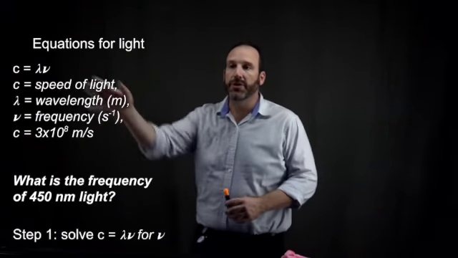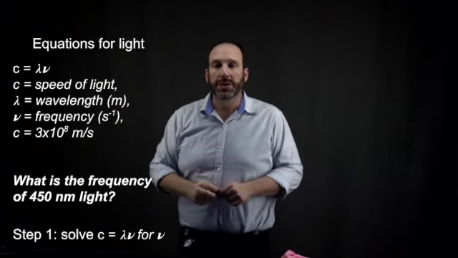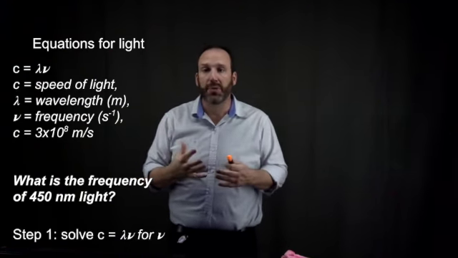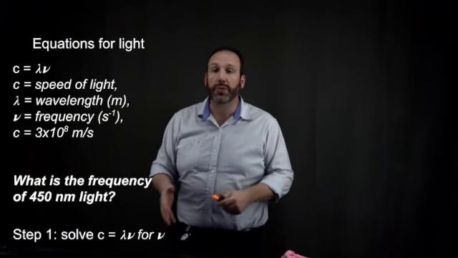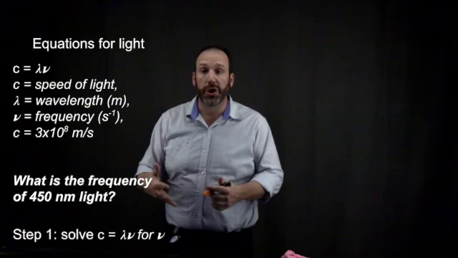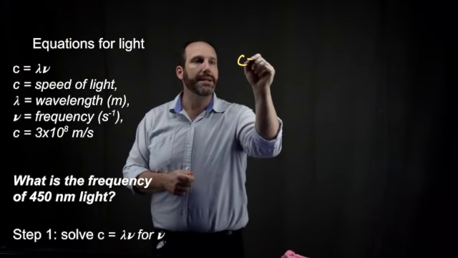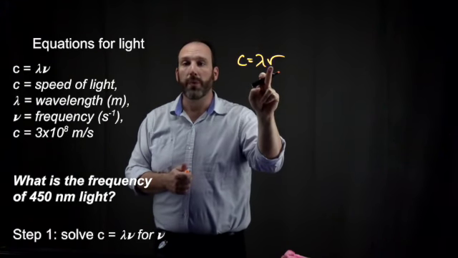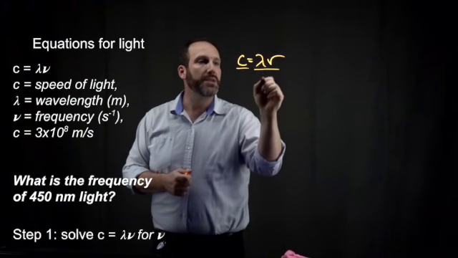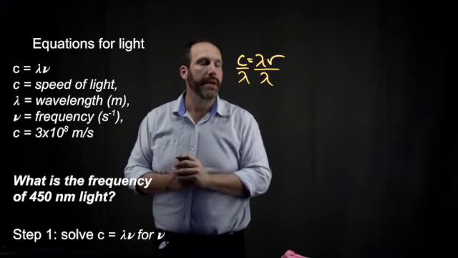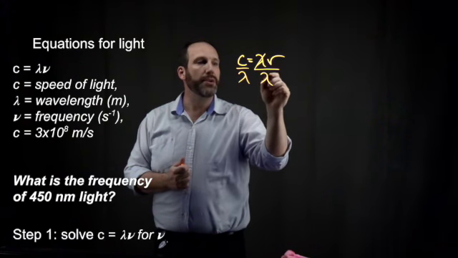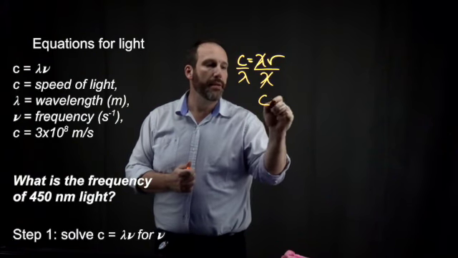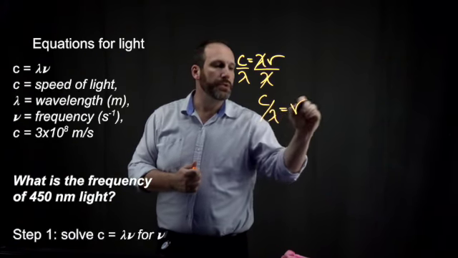Our first step is that we have to use our equation here, this C equals lambda nu. We need to solve that equation for frequency, right? Frequency is what we're trying to solve for, so we want to solve for that variable nu, okay? And so we can say that C is equal to lambda times nu. And so how do I solve for nu? Well, I would divide both sides of this equation by lambda. Okay? And now on this side of the equation, lambda in the numerator and the denominator are going to cancel. And so what I'm going to be left with is that C over lambda is equal to nu.